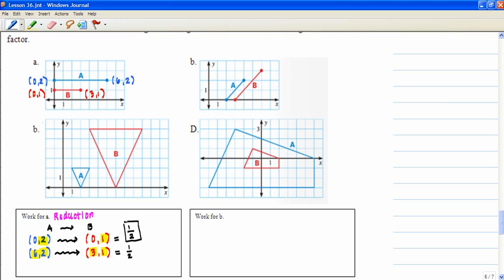All right, let's look at B. Okay, so going from segment A to segment B, obviously is an enlargement.